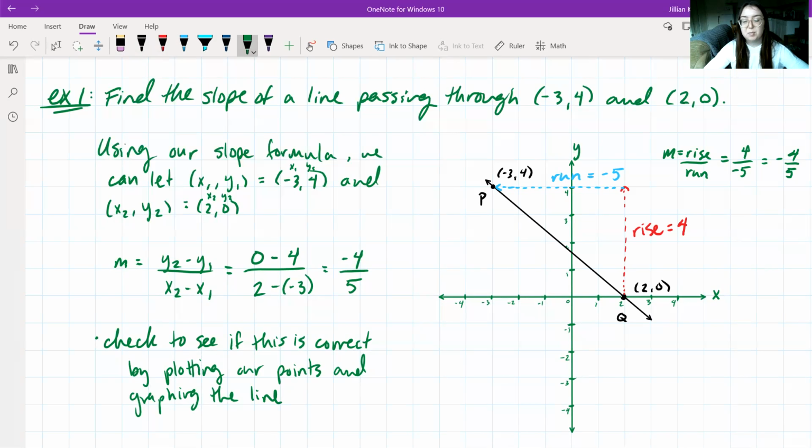We've determined this from both graphing and plotting these points and graphing our line, and by using our formula for slope. Now, if you wanted to just find the slope of the line passing through these 2 points, you could definitely just choose one of these. You would not have to do both, but that is just to show you both.